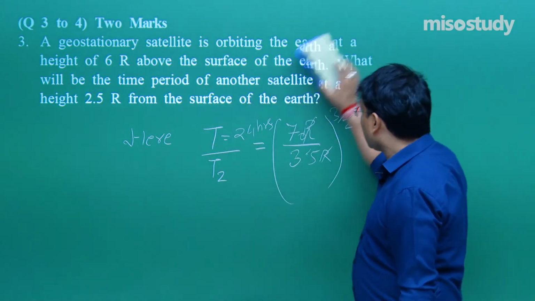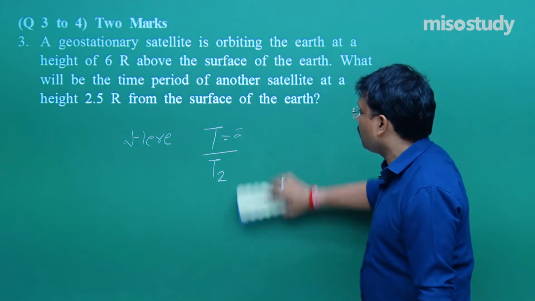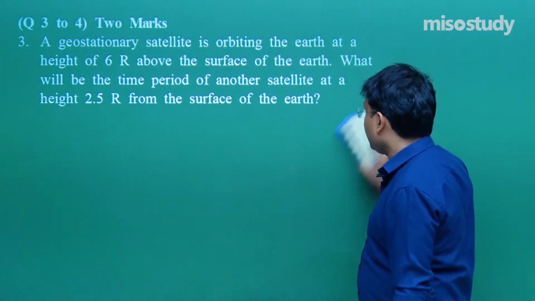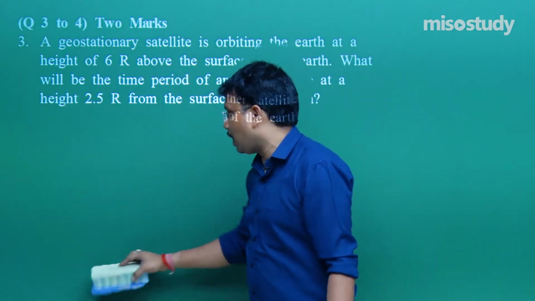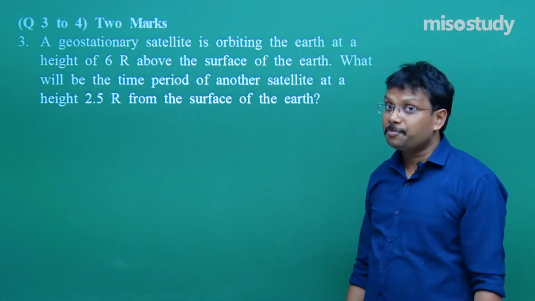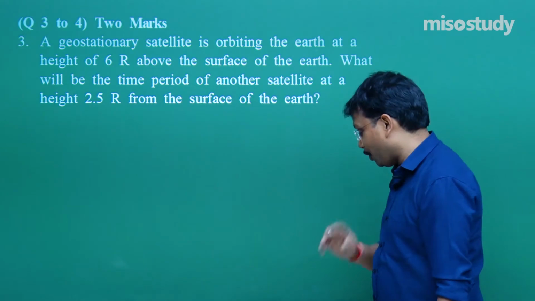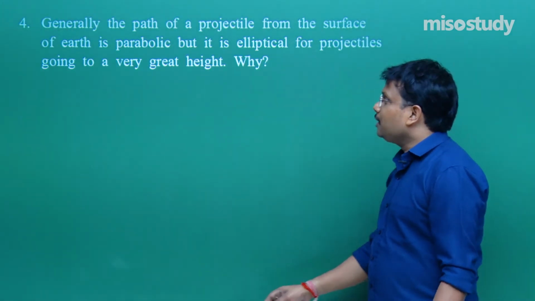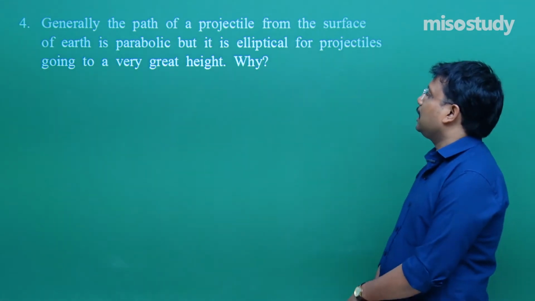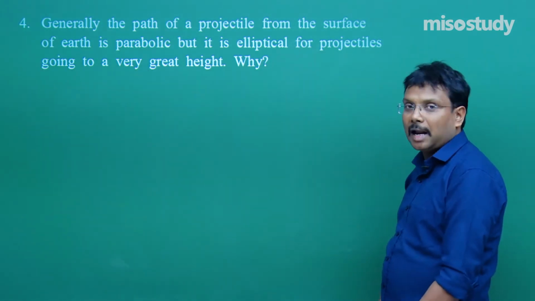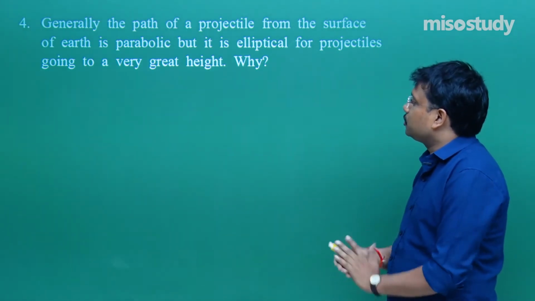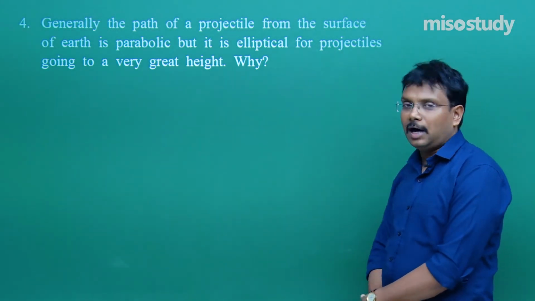So these three questions are based upon the third law of Kepler. Fine. T square is directly proportional to r cube. It means this particular concept is really important. Many times you can use it. Now, generally the path of a projectile from the surface of earth is parabolic, okay, but it is elliptical for projectiles going to a very great height.